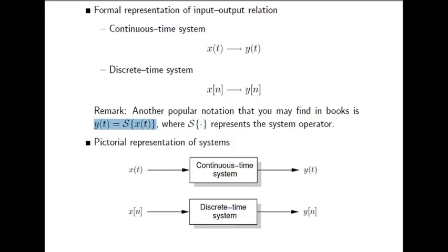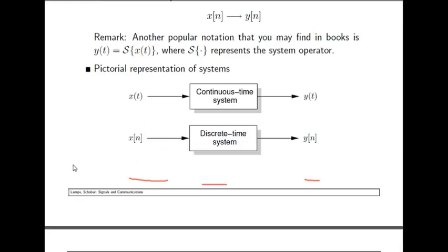We can represent any system with the help of block diagrams, or say pictorially. This is how we represent any system. Here is the input, here is the system, and here is the output. The input goes in, gets processed in the system, and then the output is produced. This is the pictorial representation of systems.